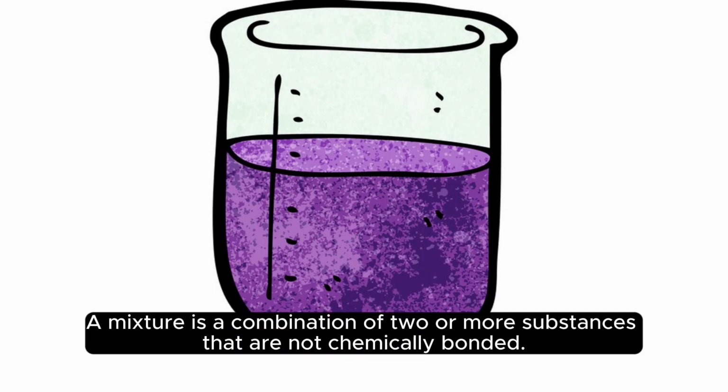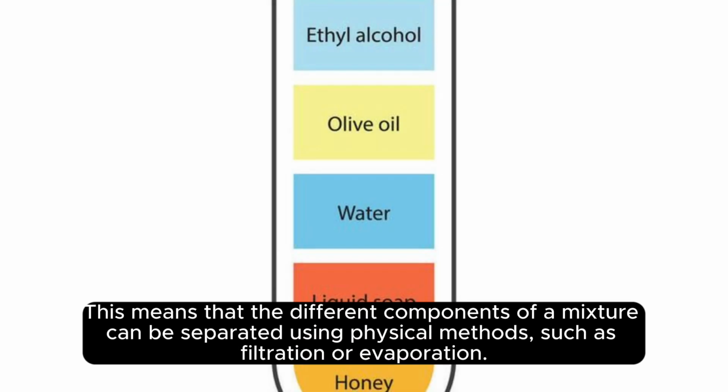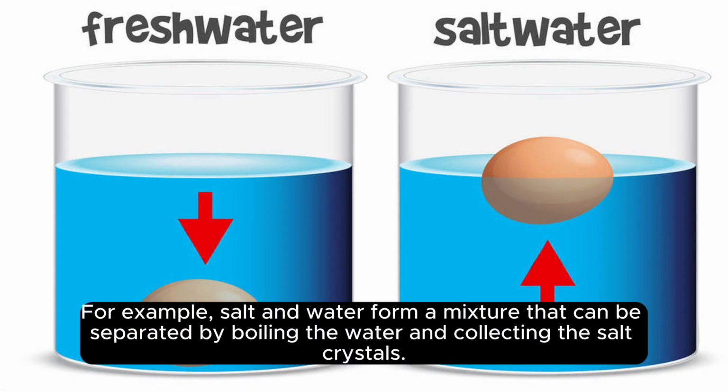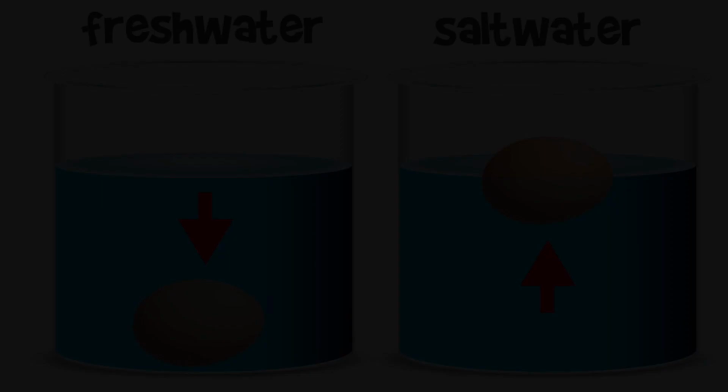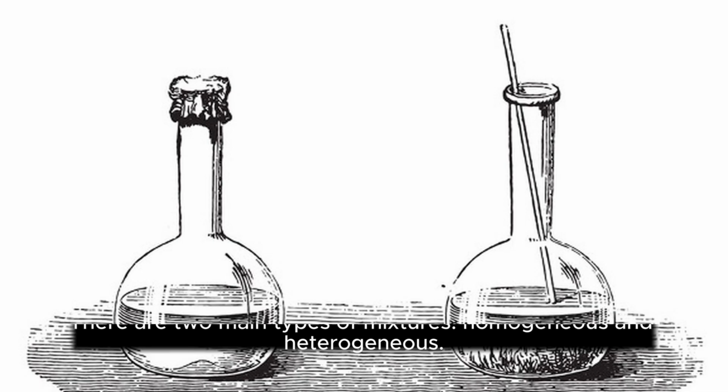A mixture is a combination of two or more substances that are not chemically bonded. This means that the different components of a mixture can be separated using physical methods, such as filtration or evaporation. For example, salt and water form a mixture that can be separated by boiling the water and collecting the salt crystals. There are two main types of mixtures, homogeneous and heterogeneous.